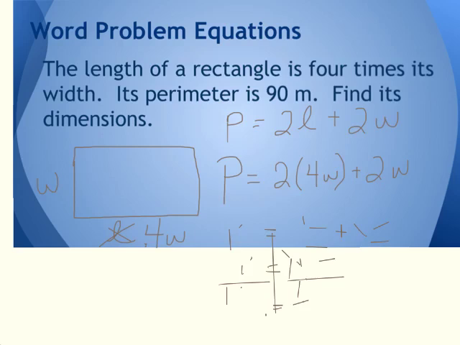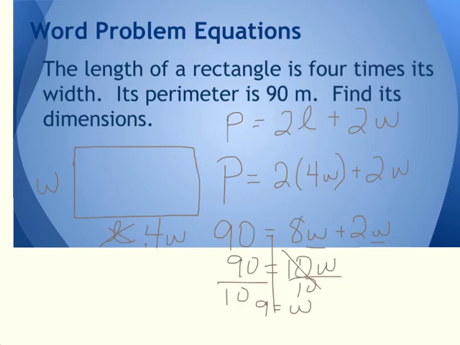Again, these geometry problems like 9s. But let's be careful, because the problem didn't say what is W equal to. It said find its dimensions. So in other words, find its dimensions, we need to say, well, 9 equals W, so this side is 9 meters. It told us the perimeter was in meters. And so the width is 9 meters. The length is 4 times whatever the width is. So 4 times 9, the length is going to be 36 meters.